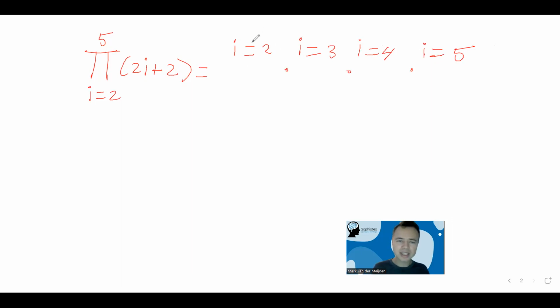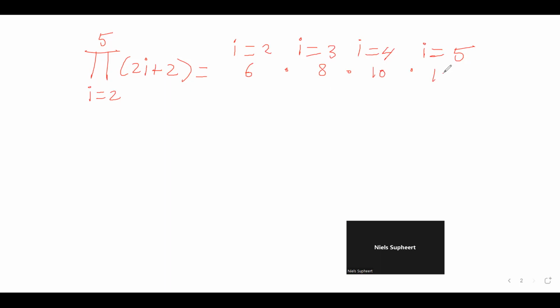Okay, and what did you say? If the i is 2, what will become the value of my expression? 2 times 2 plus 2, and that is? 6. Very good. And if the i is 3? 8. Very good. And if the i is 4? 10. And if the i is 5? 12. Very good. Could you plug this into your calculator, see what you get? Yeah, sure. It's 5,760. Okay. Thank you very much.